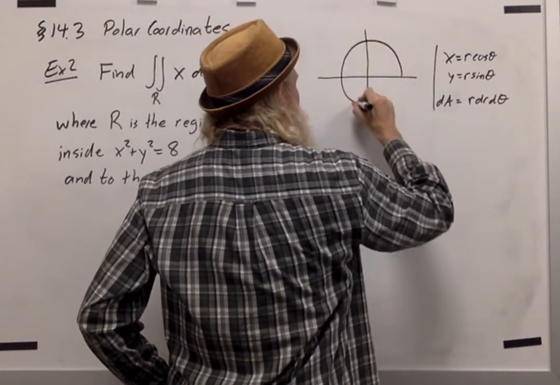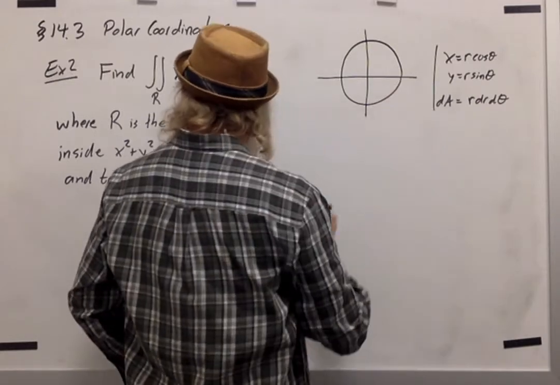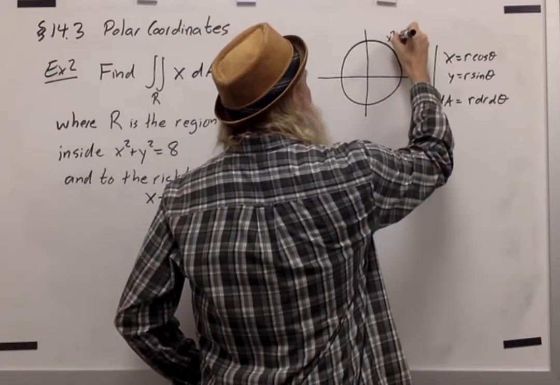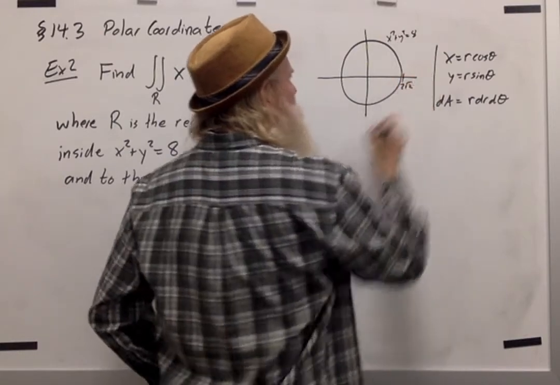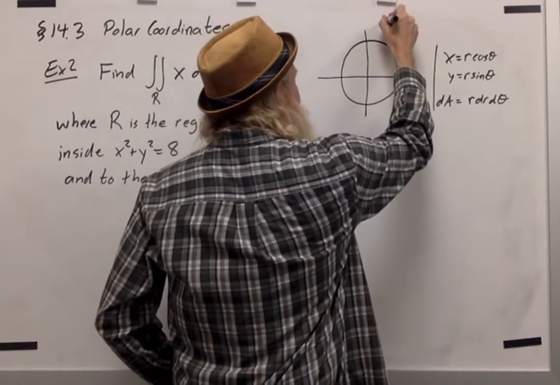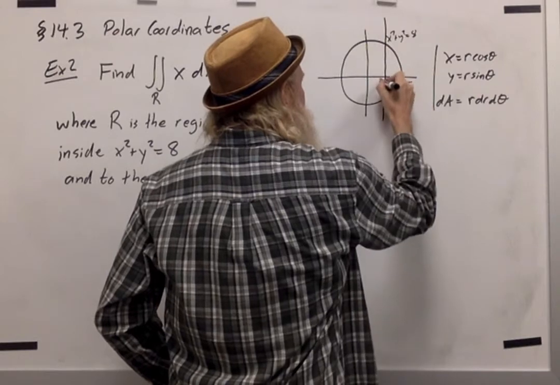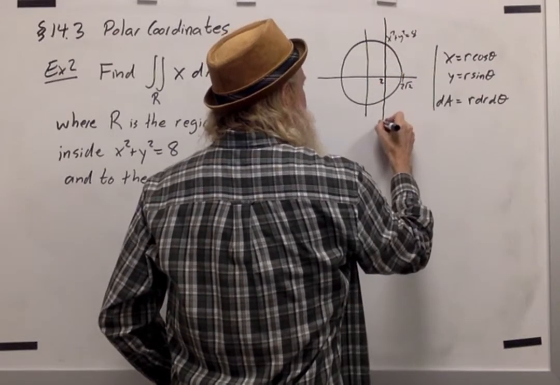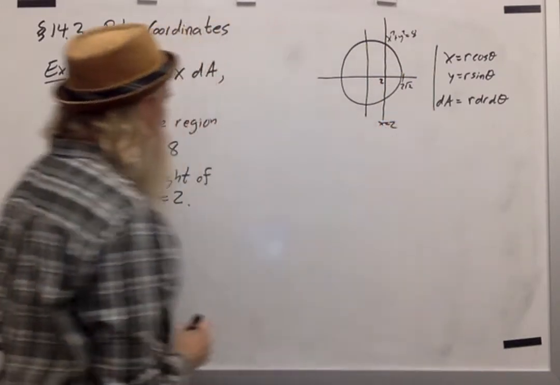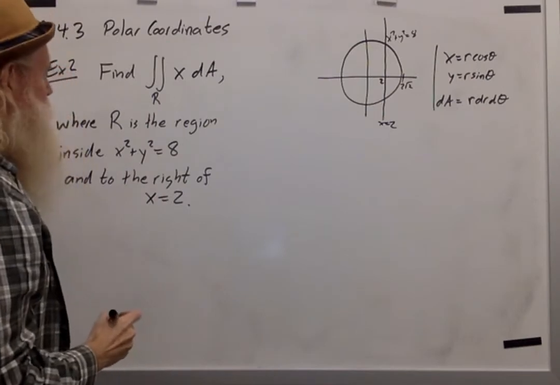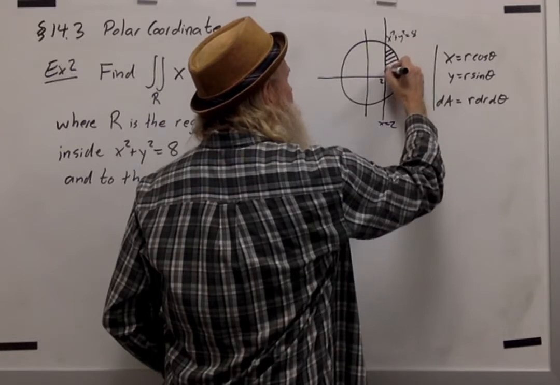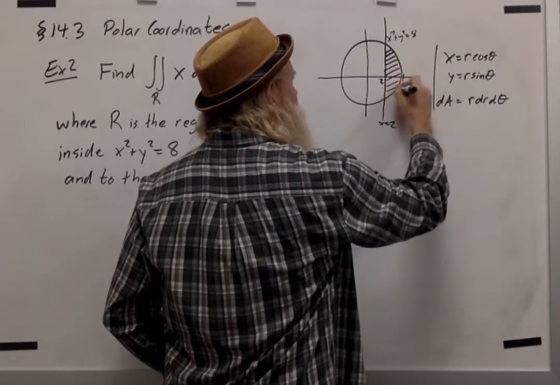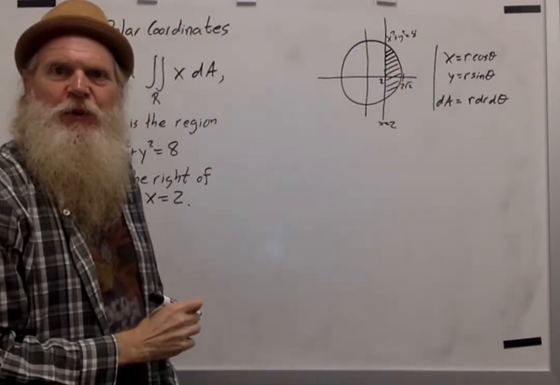We've looked at this region already. x squared plus y squared equals 8 is a circle of radius 2 square root of 2, and x equals 2 is a vertical line. So the region that's inside the circle and to the right of the line is going to be that region right there.